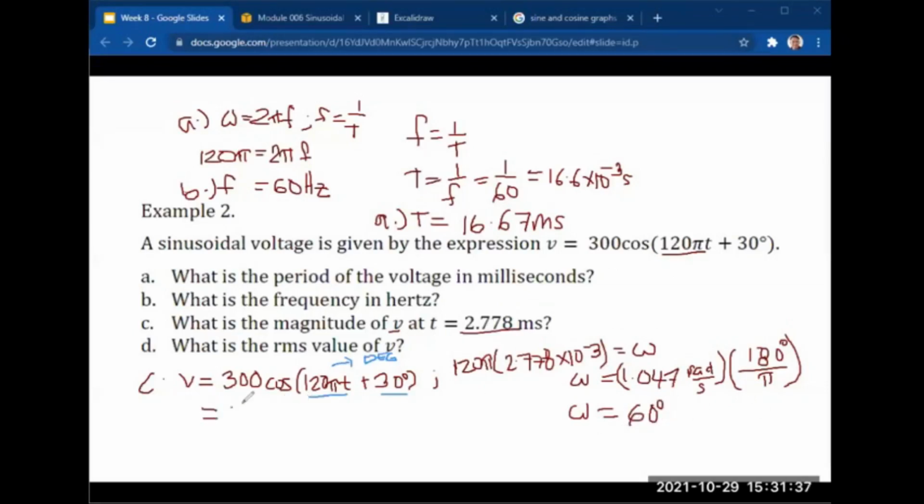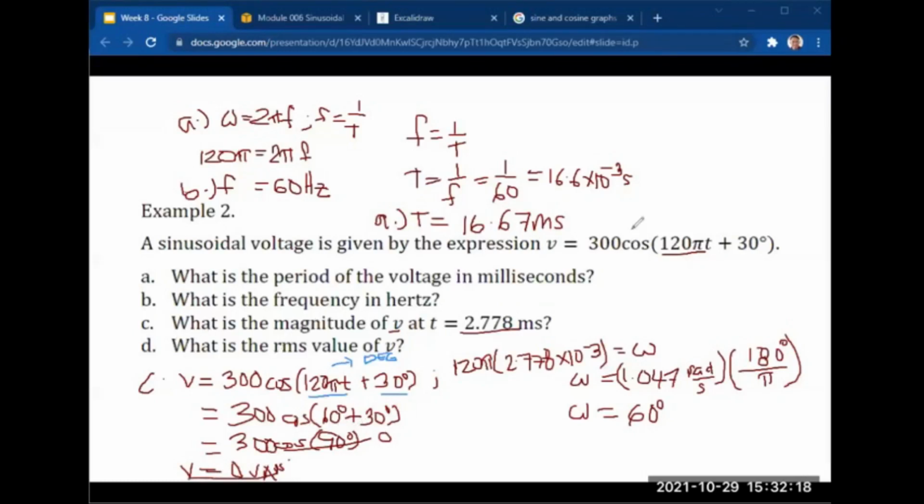Now, simplifying our expression, 300 cosine (60 degrees plus 30 degrees) is 300 cosine 90. And we all know that cosine 90 is equal to how much? 0. So 300 times 0 will be equal to 0 volts. So the voltage at 2.778 milliseconds will be equal to 0 volts.